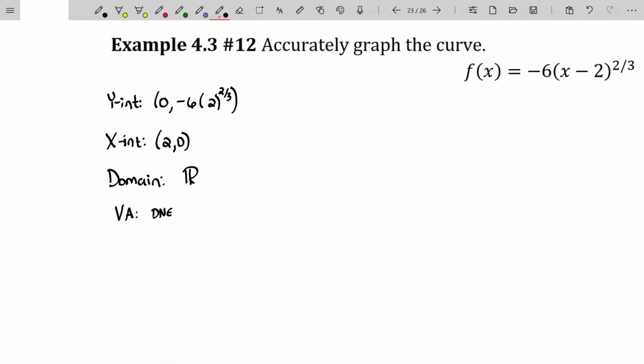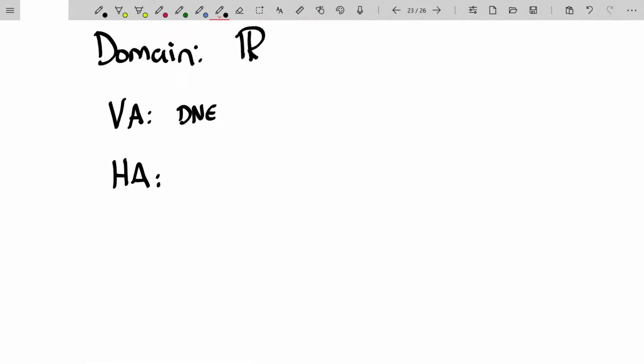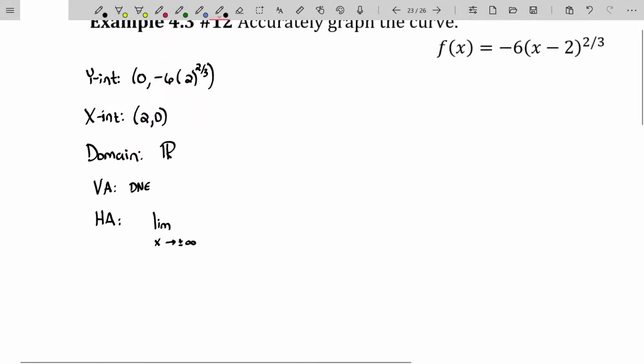But now we have to move on to the horizontal asymptotes. Just to remind you, to find a horizontal asymptote, you would let x go to positive and negative infinity. If you allow x to go to positive or negative infinity of our function, I'll factor out the -6 because that doesn't actually matter, of (x - 2)^(2/3). If this becomes a finite number, then we have a horizontal asymptote.